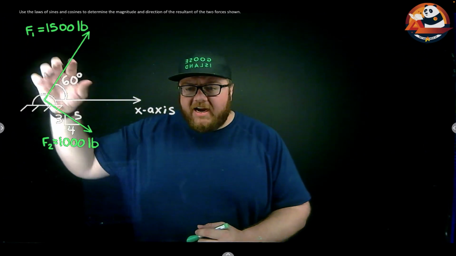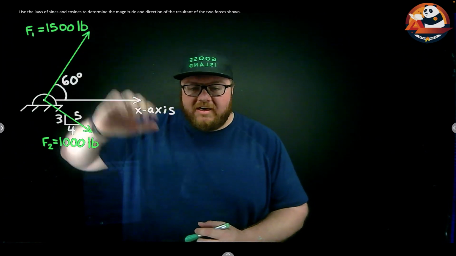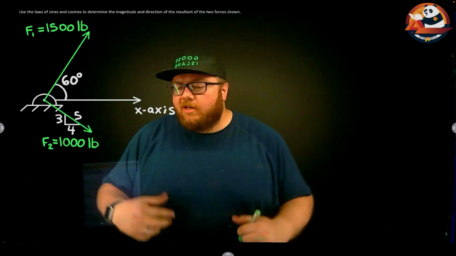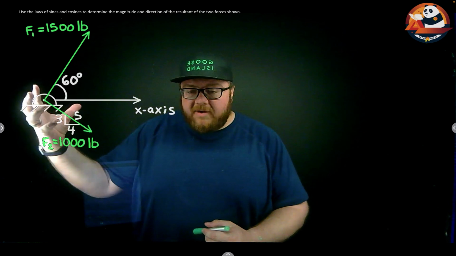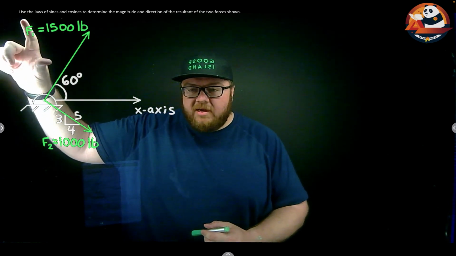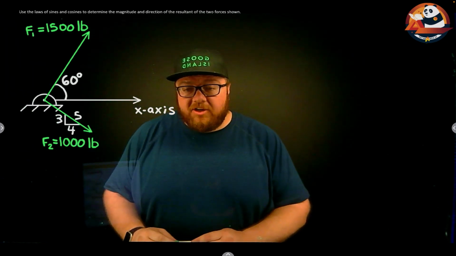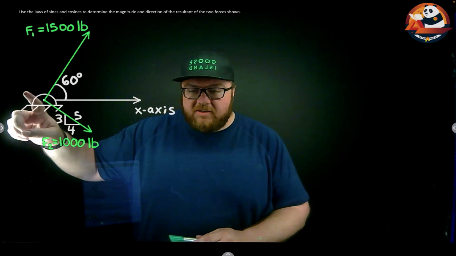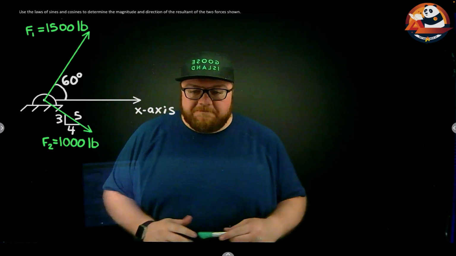So again, we're starting on statics. We typically start that talking about law of sines and cosines, or the parallelogram rule, or the tip-to-tail rule. It's all the same thing. Let's come in and do our example. Let's use the law of sines and cosines to determine what's our magnitude and direction if we are looking for the resultant of F1 and F2.